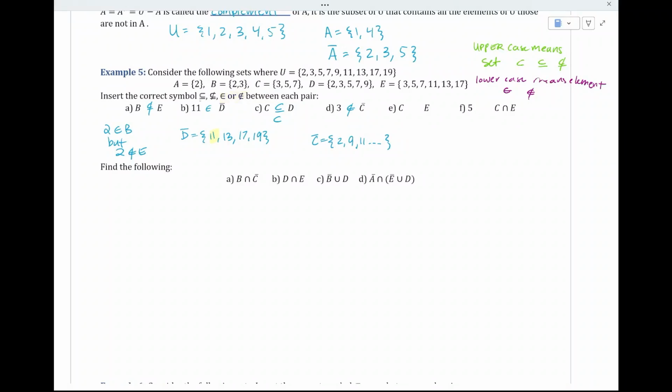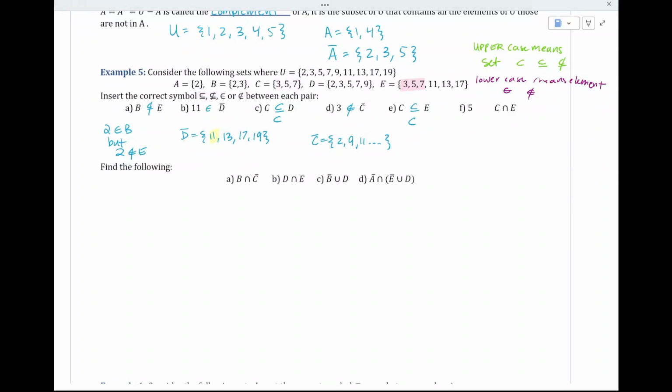Next up, I'm comparing 2 sets again. So I'm looking for a subset, not a subset. C is 3, 5, and 7, and E has 3, 5, and 7, and then some other stuff. So C is a subset of E. It's also a proper subset. C is a subset of E. It's also a proper subset.